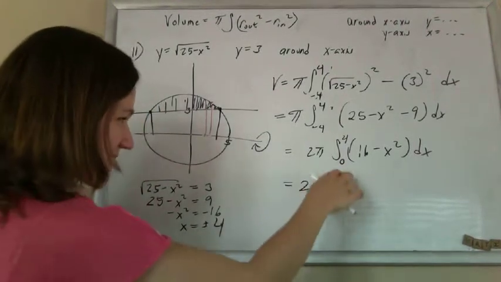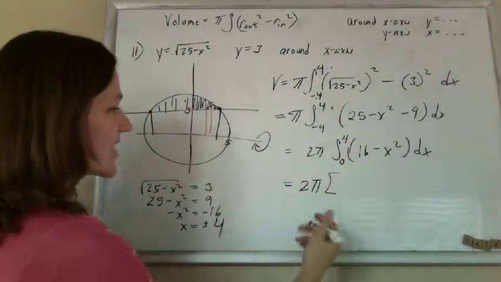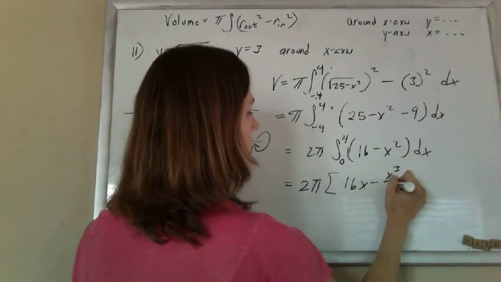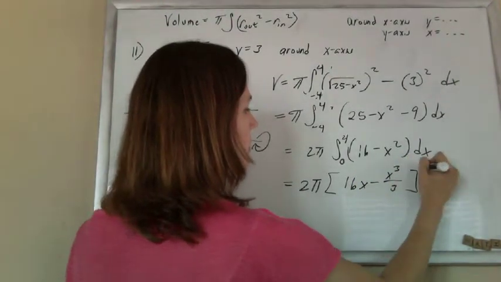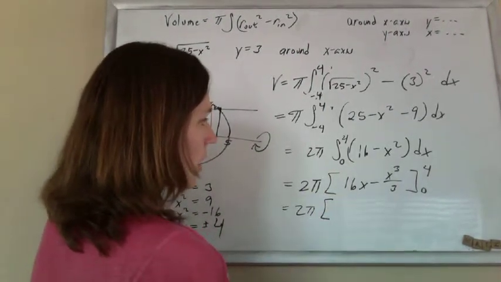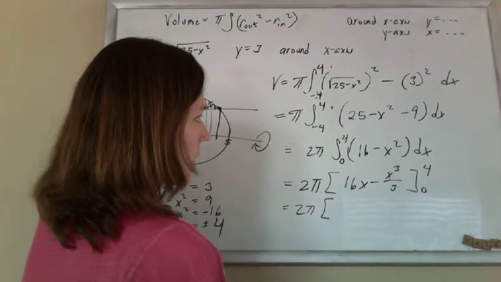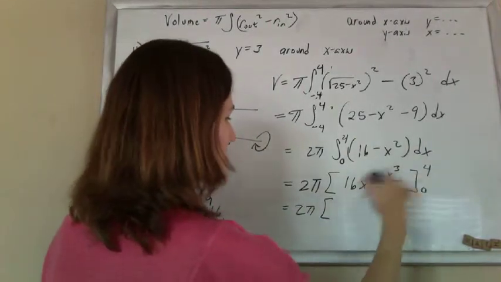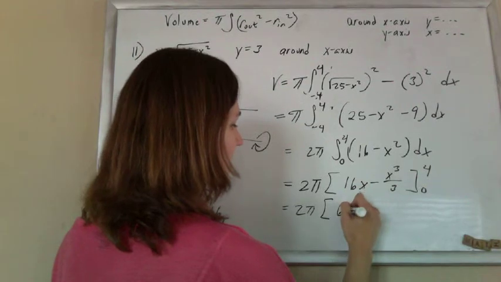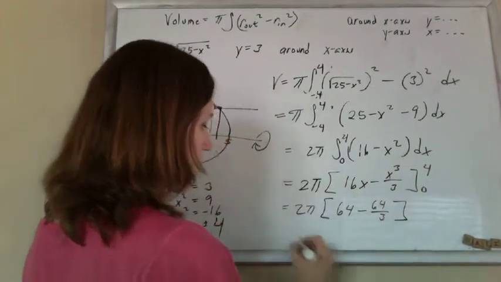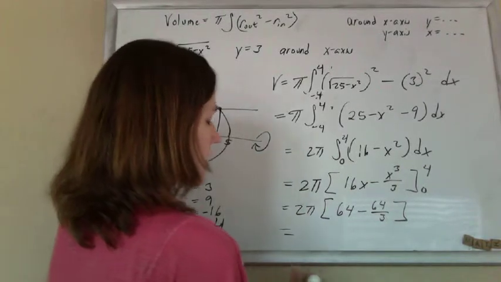Sweet. So now just antiderivatives. So 16x minus x cubed over 3 from 0 to 4. And this is 2 pi. Plug in. I did 25 minus 9 right there. Alright, so plug in the 4, you get 16 times 4 is 64 minus 4 thirds. Plug in the 0, you don't get anything.